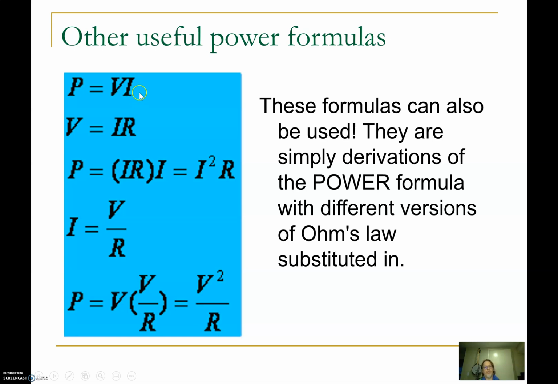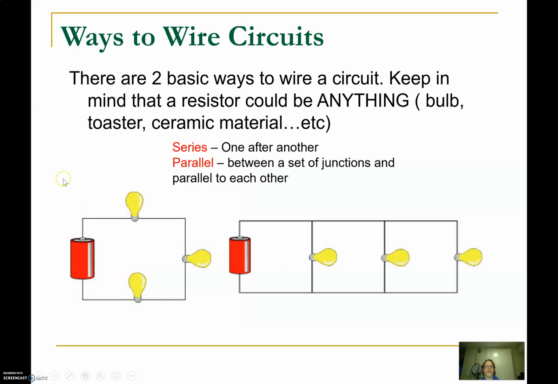Which if you did mechanical power, if you remember that, that's your force times how fast something moves. So it's similar, but that's mechanical, not electrical. Okay? All right, so here we go.